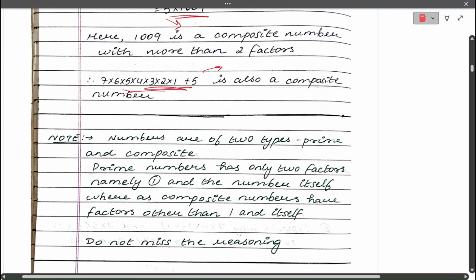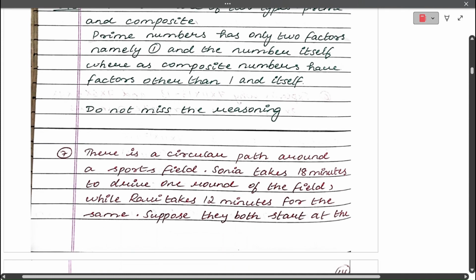So, at the end, you have to tell why they are composite, because 1009 is a composite number with more than two factors. So, henceforth, it's a composite number. You have to conclude it. Okay?